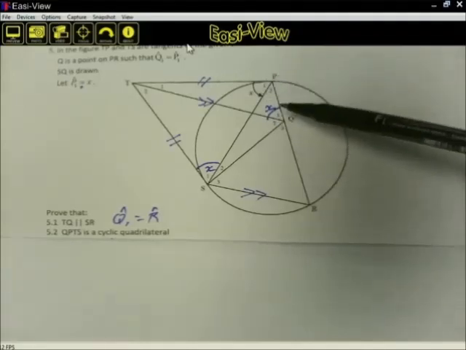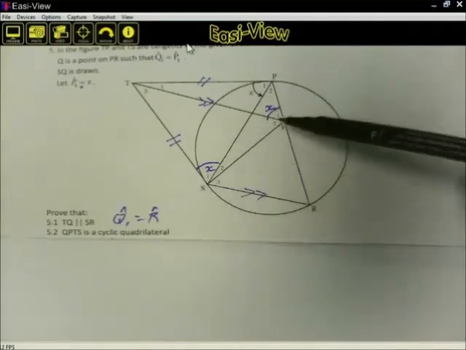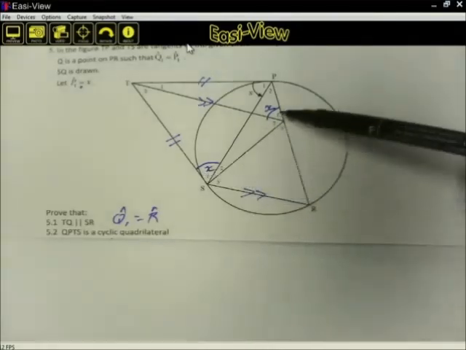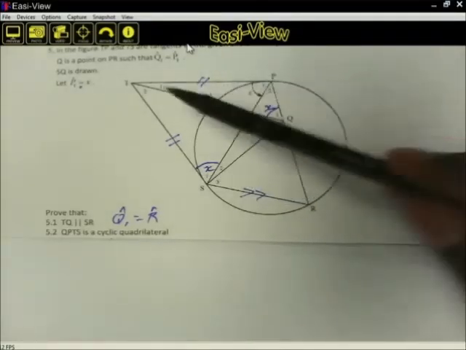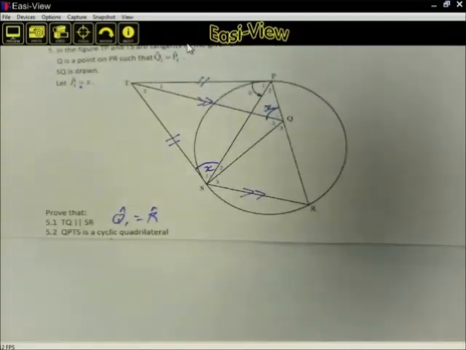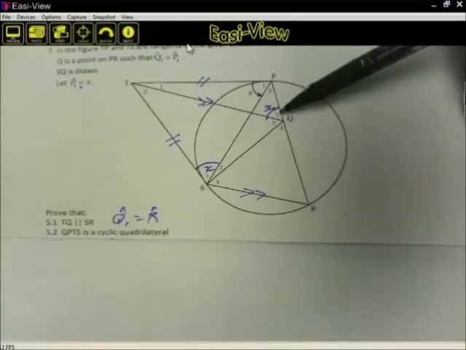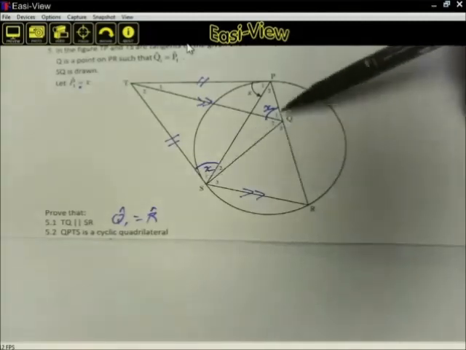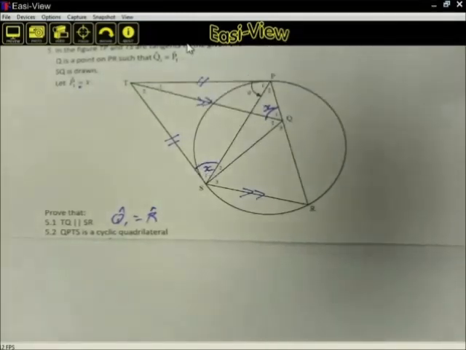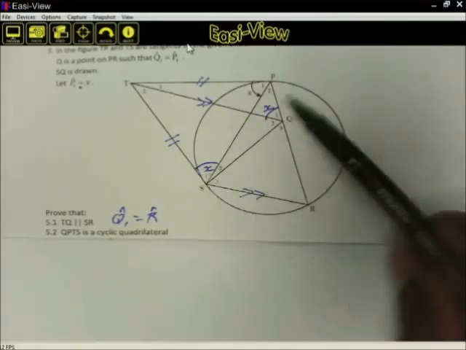Alternatively, if you can prove that Q1 is equal to S1, now that one we have already worked out. Q1 is subtended by PT, and S1 is also subtended by side PT. If angles subtended by the same side of a quadrilateral are equal, then that quadrilateral is cyclic. And if we weigh options, we can already work that one out.